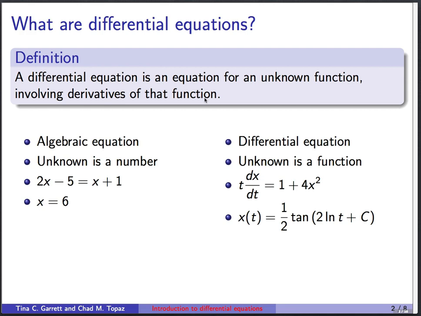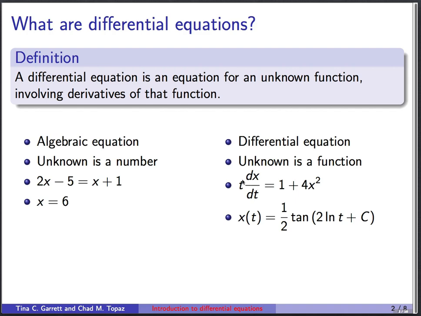And so it's helpful to contrast this with what you're used to from algebra. In an algebraic equation, the unknown is a number, right? So 2x minus 5 equals x plus 1. The thing you're trying to figure out is what is x, and x is just, in this case, a single number, and that happens to be 6. In a differential equation, the unknown thing is a function. So we might see the unknown thing itself appearing, and we also see derivatives of that thing.